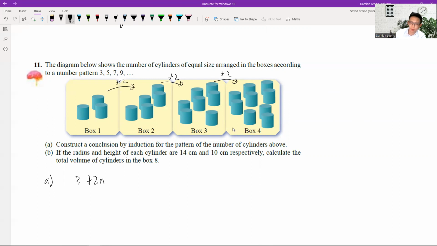It starts off with 3, so I can put a 3. Just that the n starts with 0, 1, 2, 3, and so on. If you don't want to put 3 plus 2n, you can put 1 plus 2n, where n is 1, 2, 3, 4 as well. Doesn't matter. It's the same thing.